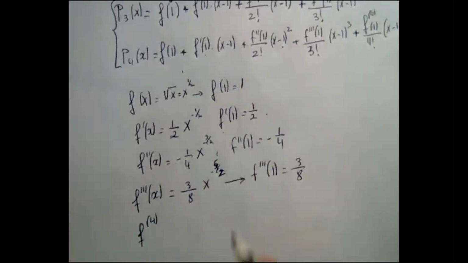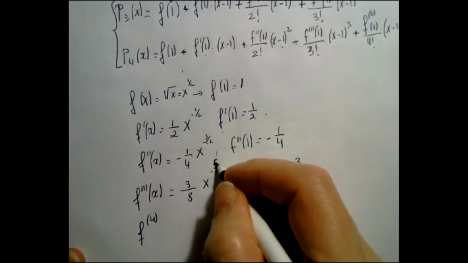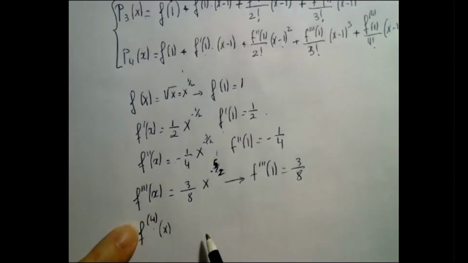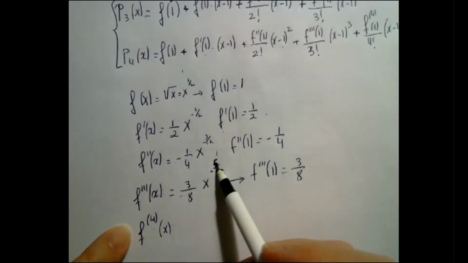Okay, 5. All right, thank you. 5, my mistake. Okay, the fourth derivative. So that's the notation for the fourth derivative. You put 4 between parentheses. That's the fourth derivative.